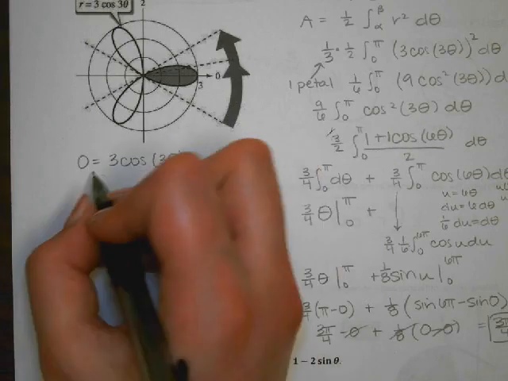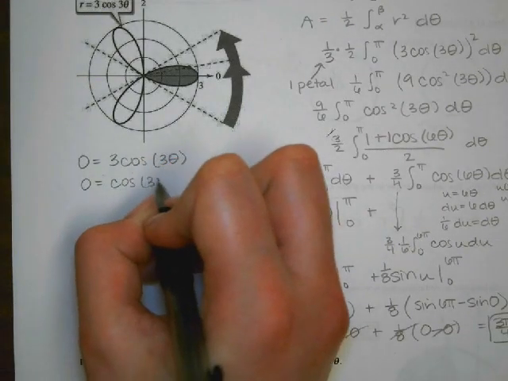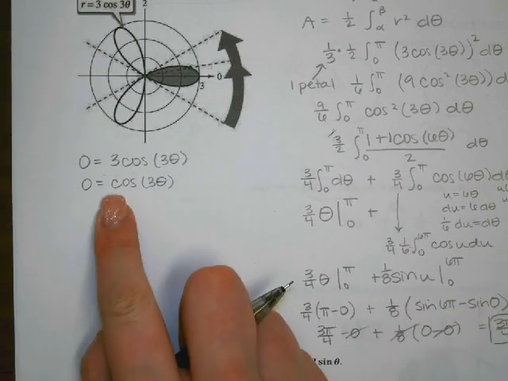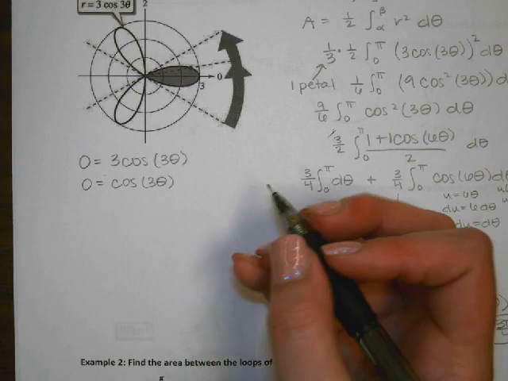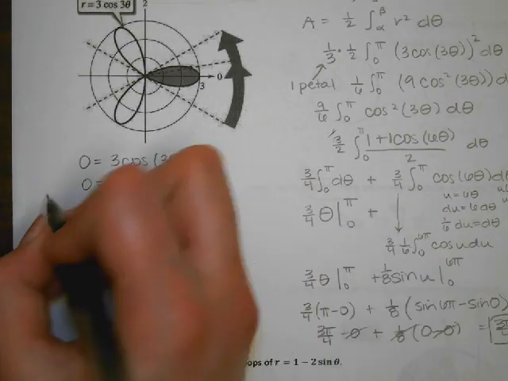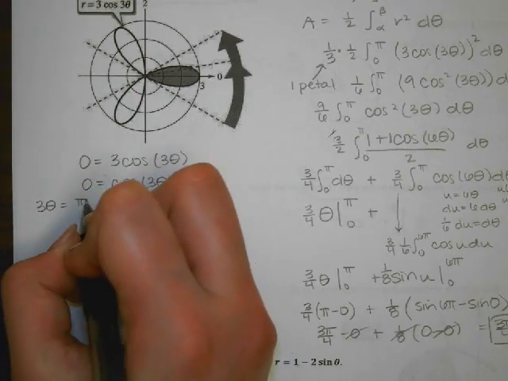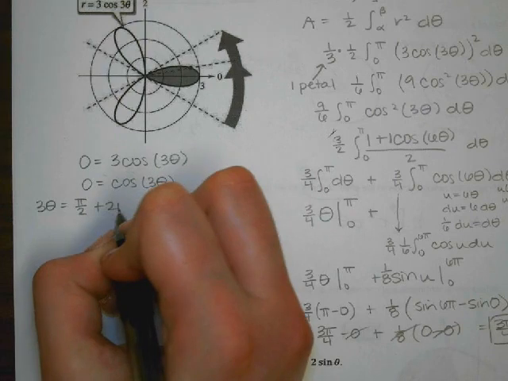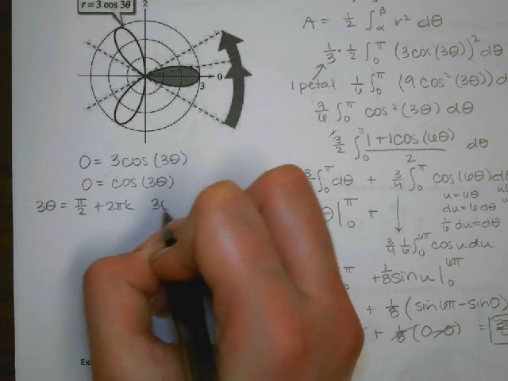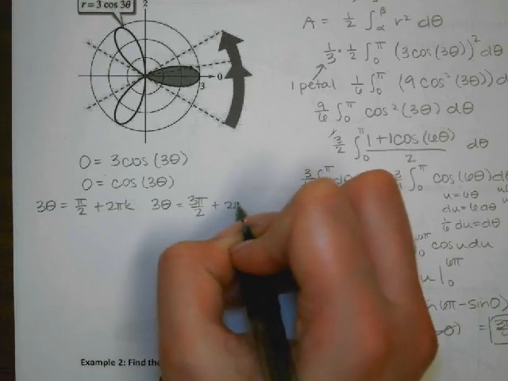And then I'm going to go ahead and solve for this. So divide by 3, 0 equals cos of 3 theta. And then I have to think where on the unit circle is cos, or is the x-coordinate 0, and that happens in 2 places, at pi halves and 3 pi halves. So I set up 2 equations. I say 3 theta equals pi halves plus 2 pi k, and 3 theta equals 3 pi halves plus 2 pi k.